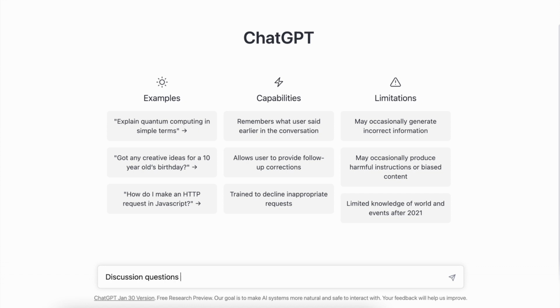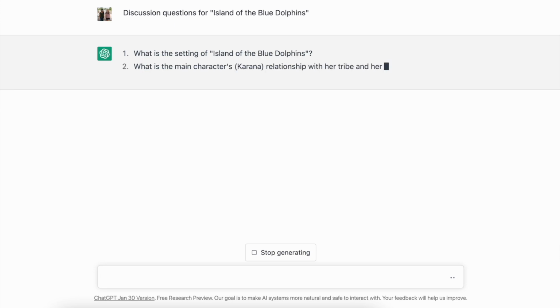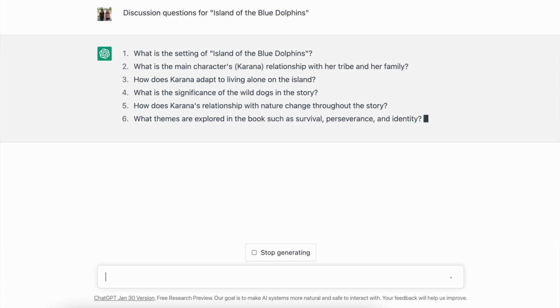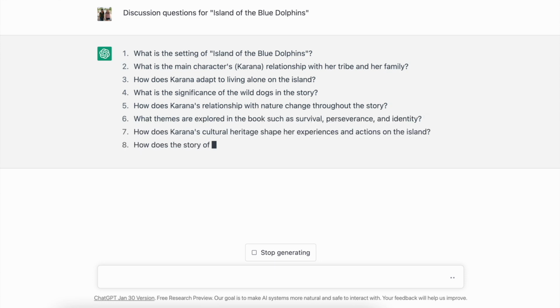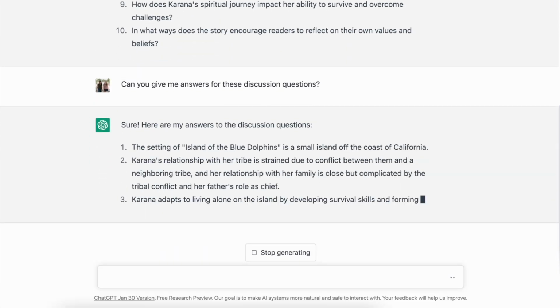So all I need to do is type in discussion questions for Island of the Blue Dolphins, push enter, and then it will just start typing. It is incredible. For this example, it says, what is the setting of the Island of the Blue Dolphins? What is the main character Karana's relationship with her tribe and her family? And it's just going to keep on going. And if you need the answers, all you have to do is type in, can you give me the answers for these prompts? And it will give you answers. This process works exactly the same for multiple choice questions or even writing prompts.